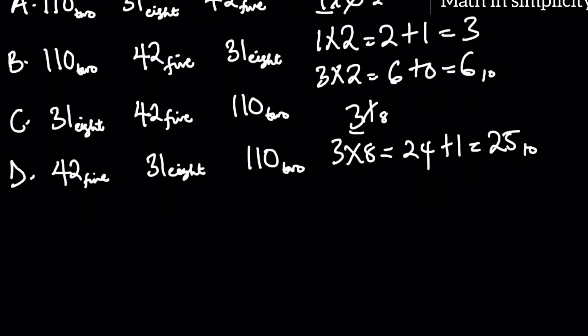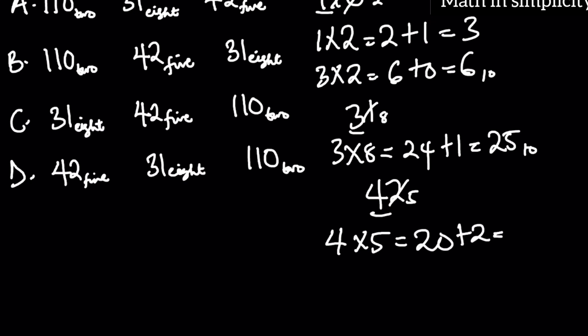Then we do that for 42 base 5. The first number there is 4. So 4 times 5, which is the base, is 20. Then plus 2. That's 22 base 10. So from what we are seeing, we have 6 base 10, 25 base 10, and 22 base 10. Ascending order means from the lowest to the greatest. So the lowest is 6 base 10, which is 110 base 2.